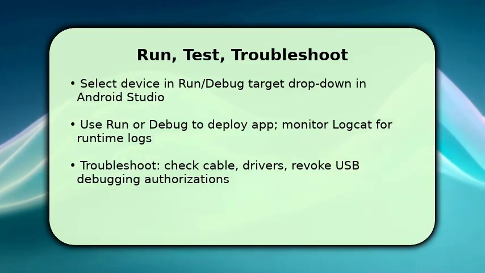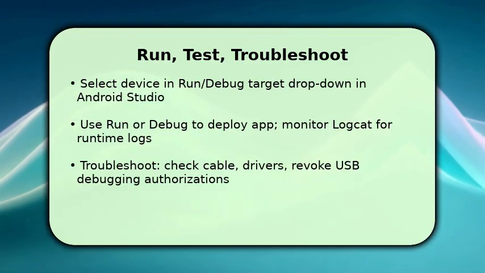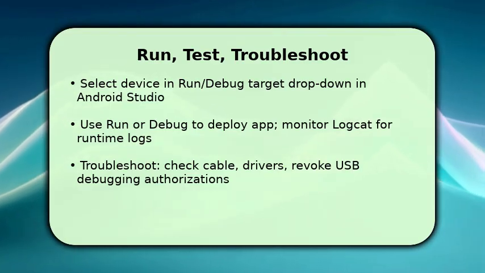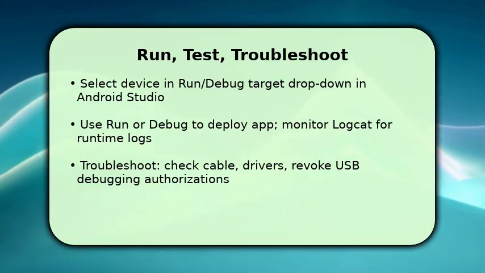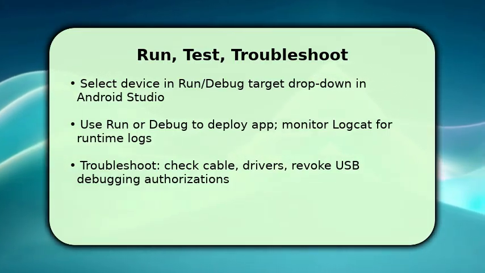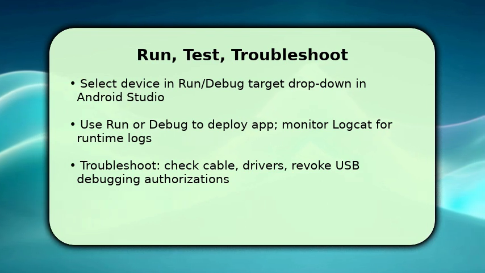For recurring issues, revoke USB debugging authorizations in developer options, reconnect the cable, and reinstall drivers or update platform tools. Then reauthorize the phone when prompted. If problems persist, restart the phone and your development machine before retesting.